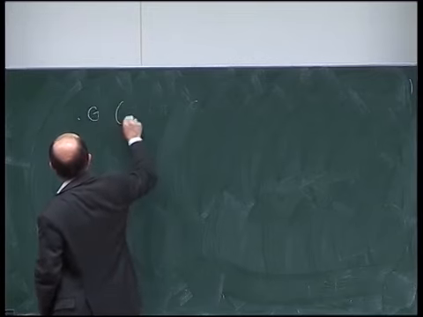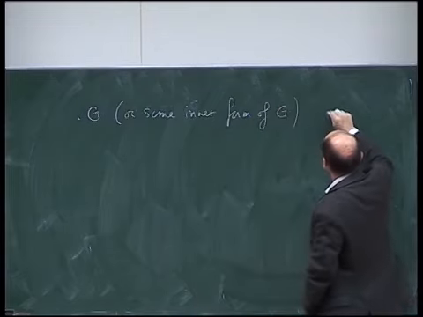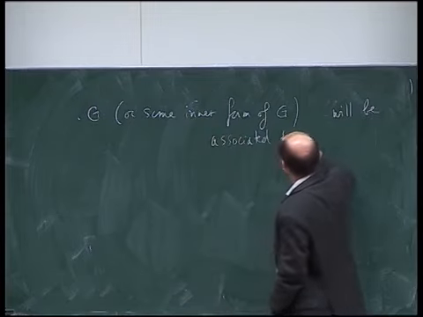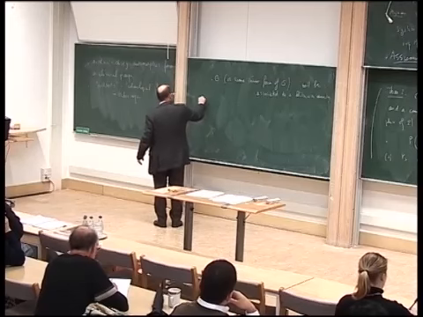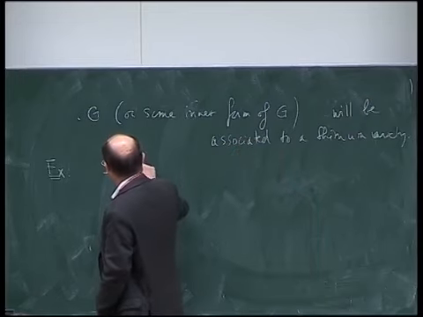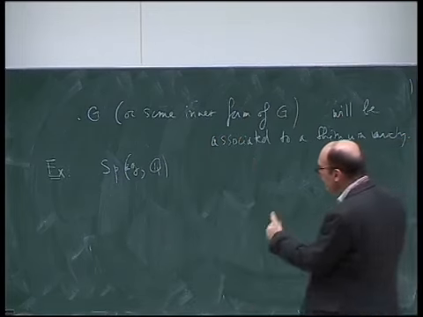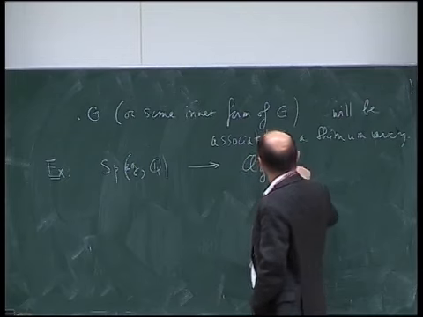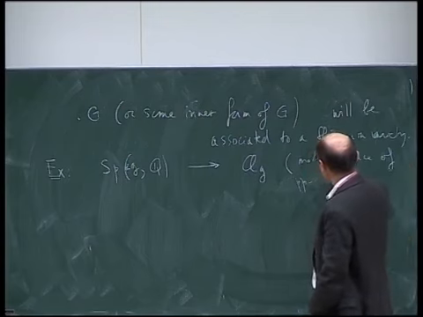So G or some inner form of G will be associated to a Shimura variety. So I must state the typical example, which of course is SPG. I wrote 2G, so let me stick to this. Let me take Q as the ground field. And this, of course, has arithmetic quotients of the symmetric space, which are associated to AG, the moduli space of principally polarized abelian varieties.